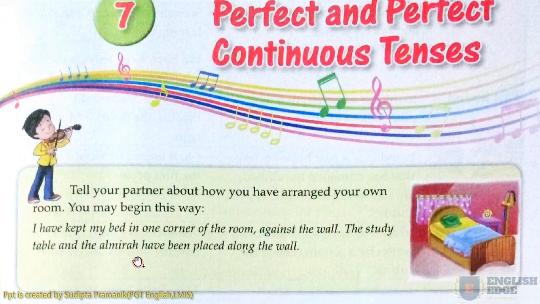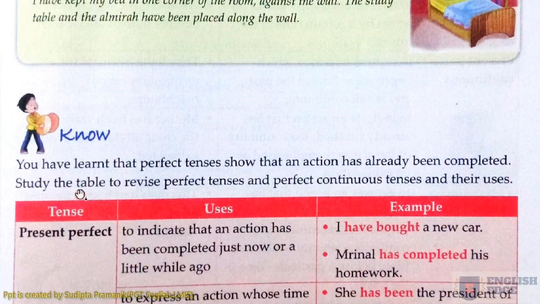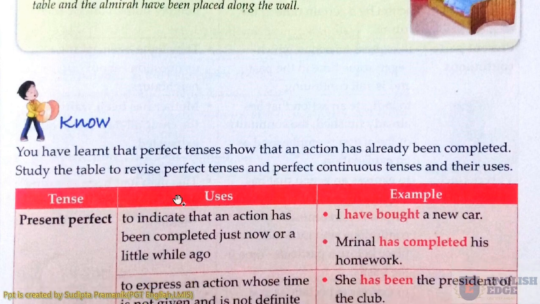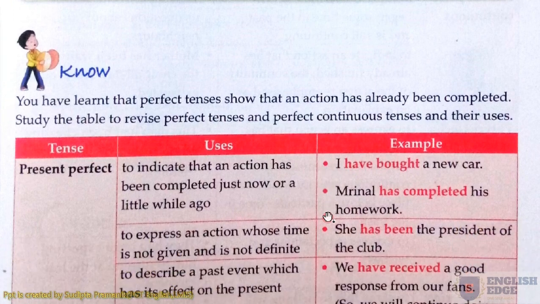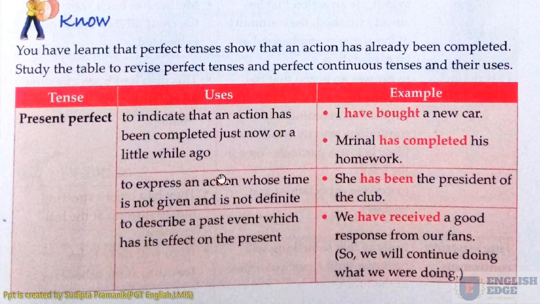Now you have learned that perfect tenses show that an action has already been completed. Okay. Now study the table. Here is a table in front of you. The very first column is the name of the tense. The middle column shows you the uses of this tense. And the third column, the right hand side column, shows you some examples, so that you will understand this whole matter easily. Okay, the first tense is present perfect tense.